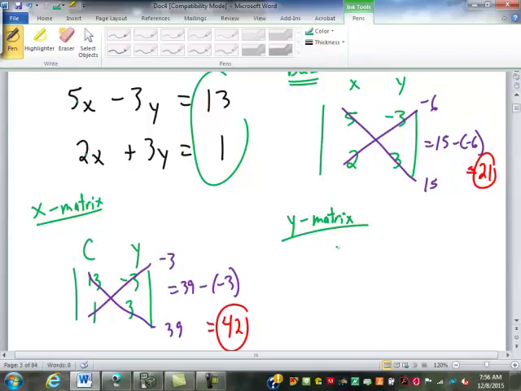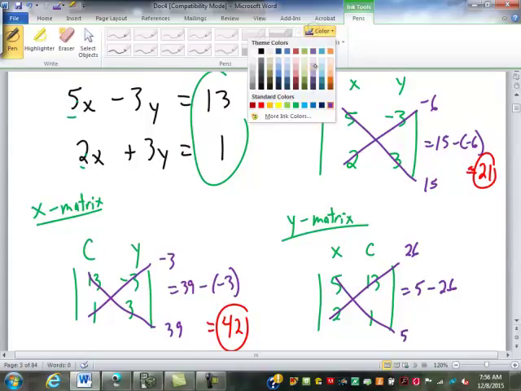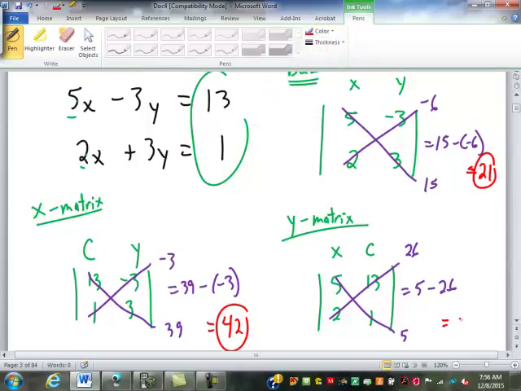The next matrix, the y matrix, is the one without the y's. We're going to replace the y values with the constants. So this first column is now 5 and 2 again. It's the x coefficients. This is 13 and 1. So 5 times 1 is 5. 2 times 13 is 26. 5 minus 26 is negative 21.